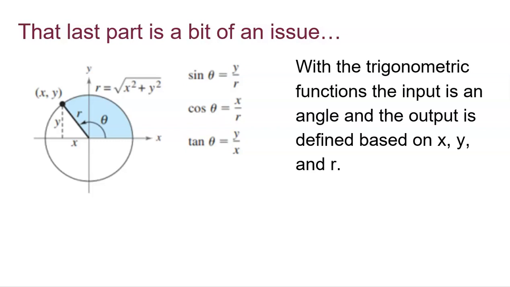So this is our quick remembrance of trig functions. Don't want you guys to forget what they are. With the trigonometric functions, the input is an angle and the output is some defined value based on x, y, and r. So in every one of these trig functions, the input is an angle, but the output is some relationship between x, y, and r. We already know all those and love those.